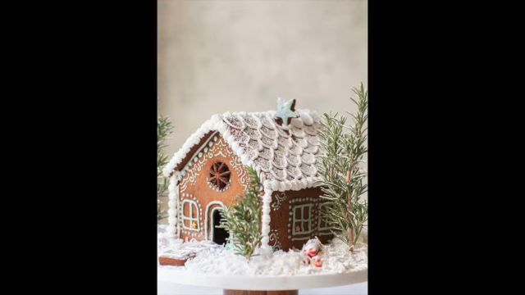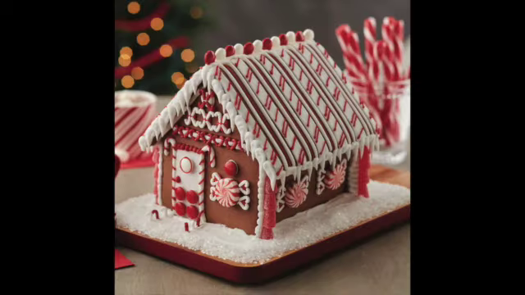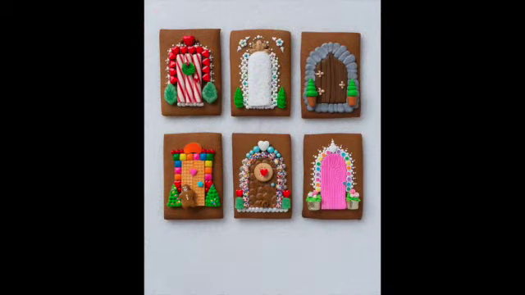Hello, my friends. Today we are going to draw some gingerbread houses. That is why I'm showing you pictures of gingerbread houses.